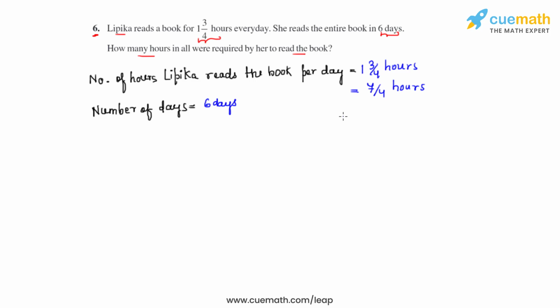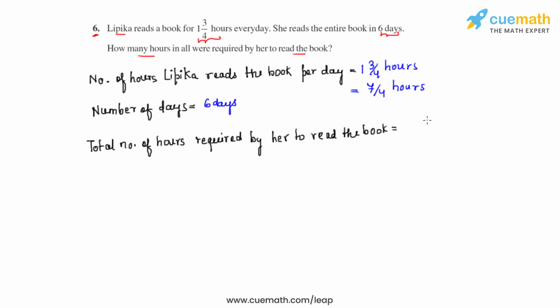Now from this we can find the total number of hours required by her to read the book, and that will be equal to the number of days she has read the book times the time spent by her every day on reading the book, which is 7/4. So we'll try and cancel out the common factors. 2 2s are 4, 2 3s are 6. We multiply and get the product as 21/2, which is an improper fraction.